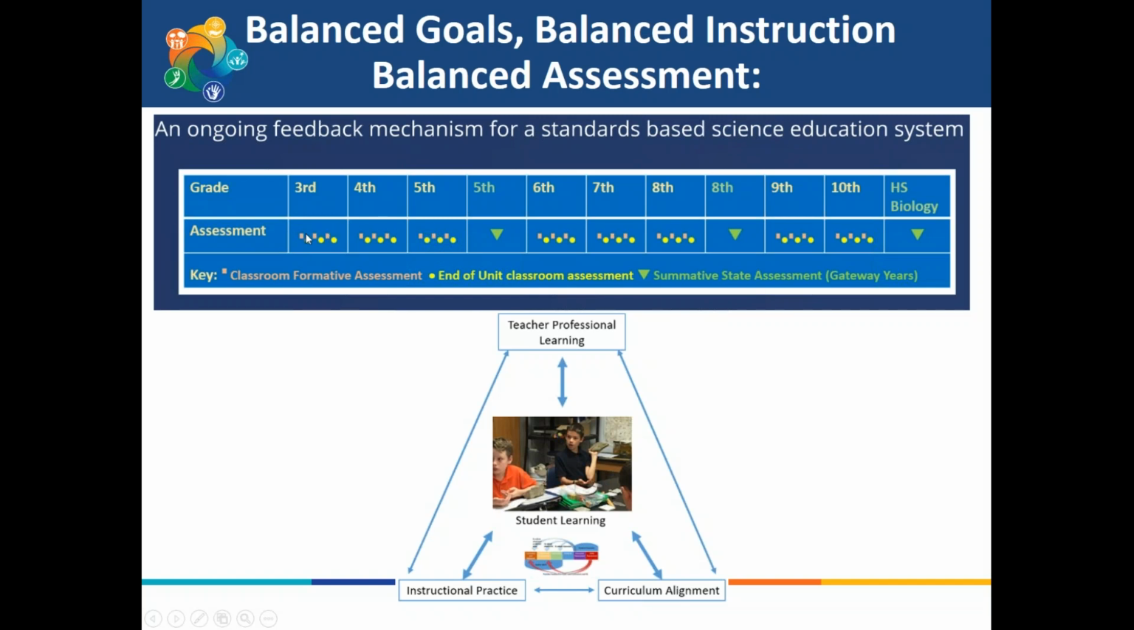They're not confused. They're not surprised. There's nothing that they're not expecting. And then by the time they have their fifth grade state summative assessment, everybody would be fairly well aware of how a student would be performing. And then, of course, that would happen again in 6th, 7th, and 8th grade, and then between 9th and 10th grade.